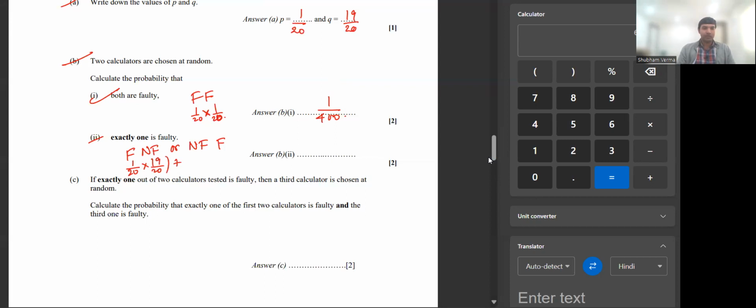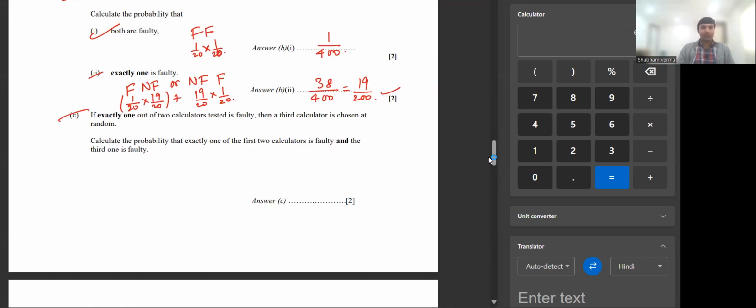Or means plus, independent events. Okay. Not faulty is 19 by 20 into 1 by 20. So we have 19 by 400 plus 19 by 400. So we have 38 divided by 400, which can be simplified as 19 by 200. So that's it.